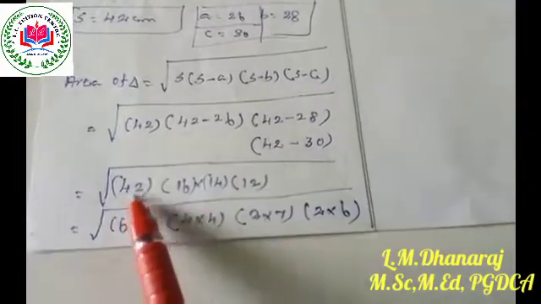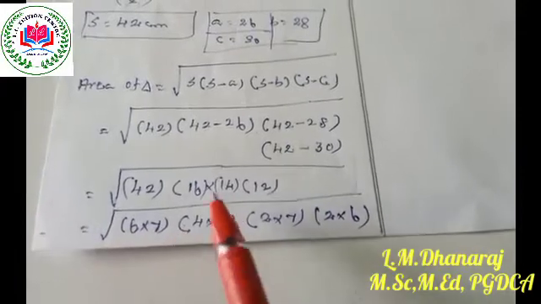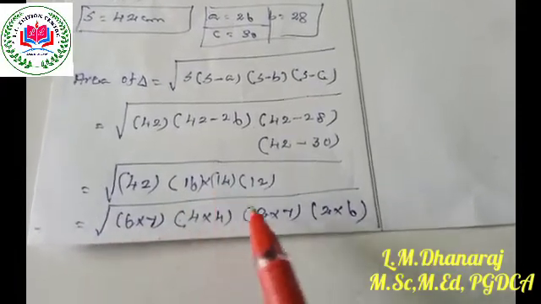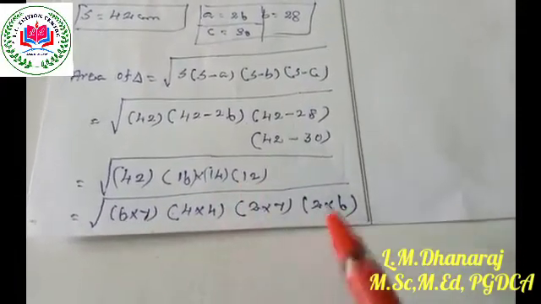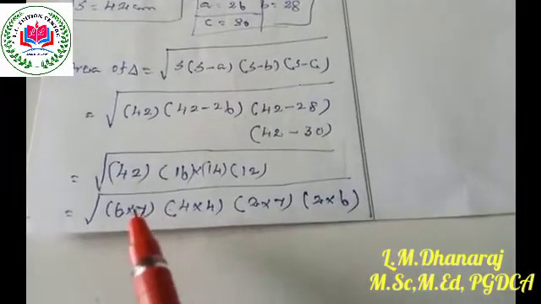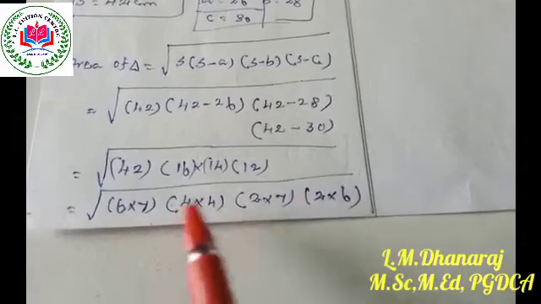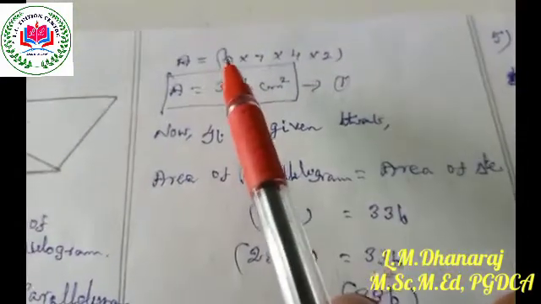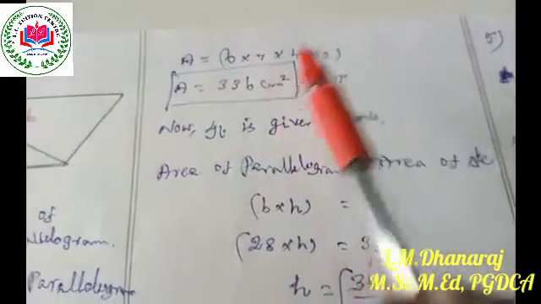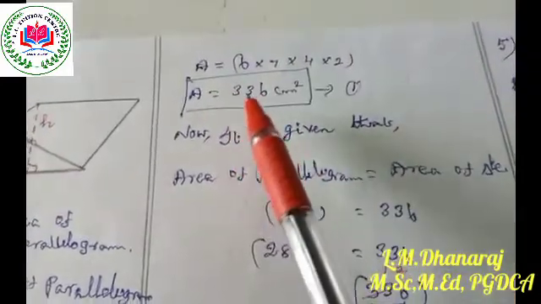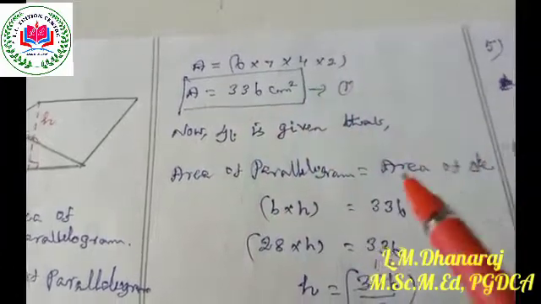So this 42 can be split as 6 into 7. 16 is 4 into 4. 14 is 2 into 7 and 12 is 2 into 6. So there are 2 6s and 2 7s and 2 4s and 2 2s. So by removing the square root, 6 into 7 into 4 into 2, we will be getting the area of triangle is 336 centimeter square.